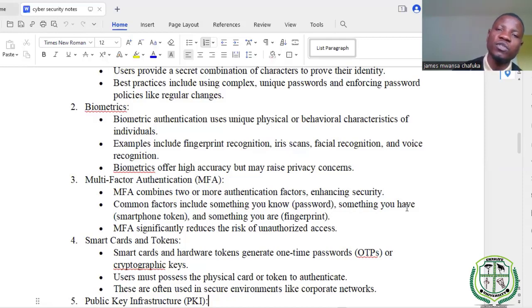Now, let us also proceed by looking at another authentication aspect, which is multiple factor authentication, MFA. Now, when you look at multiple factor authentication here, you combine two or more authentication factors, enhancing security. So here you combine two or more authentication factors to enhance security. So common factors in how it works.